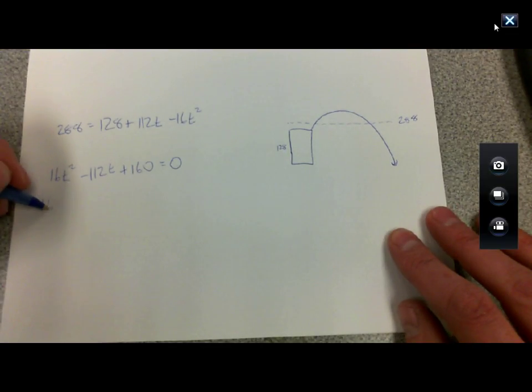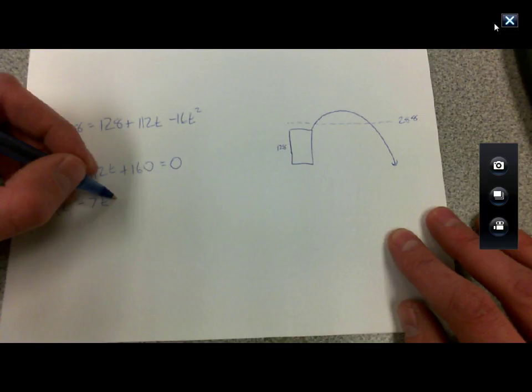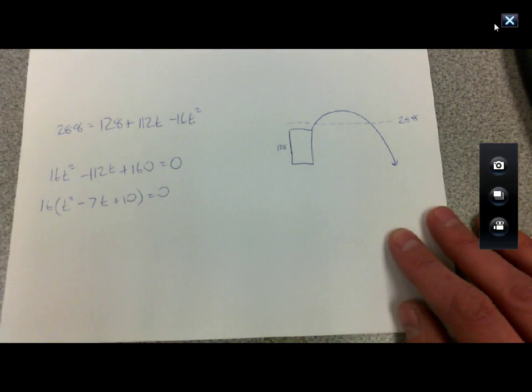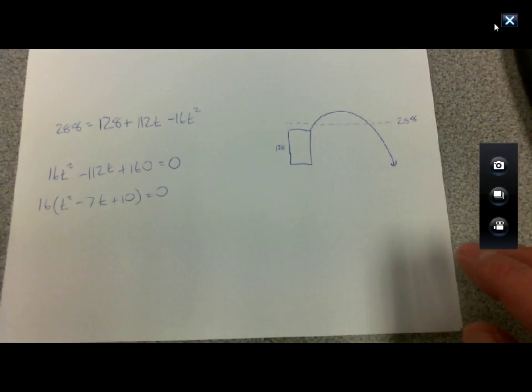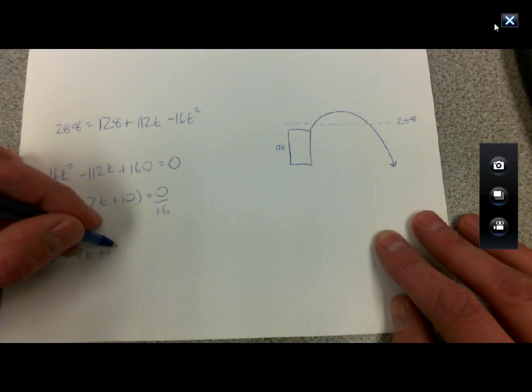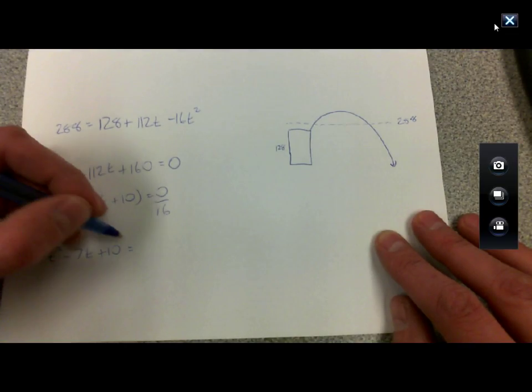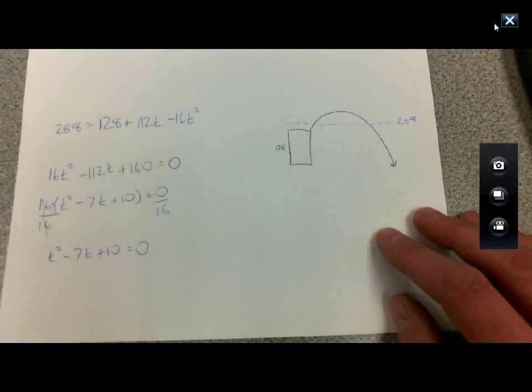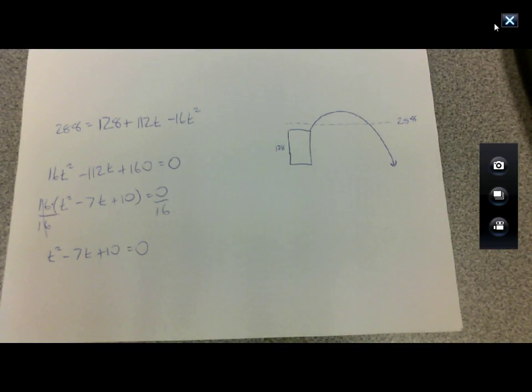So I can factor a 16 out of all of those terms. I get t squared minus 7t plus 10 equals 0. And then because this is multiplication, there's nothing stopping me from dividing both sides by 16, or multiplying by 1/16. 16 divided by 16 is 1. So I have 1t squared minus 7t plus 10 left over. And 0 divided by 16 is 0. So that, again, cleared up a lot of those larger numbers. I have much smaller numbers to work with.